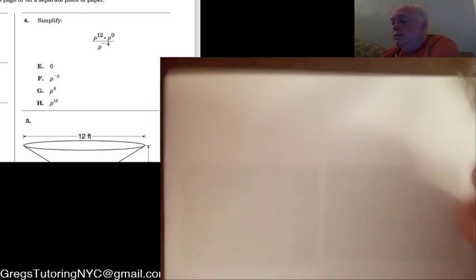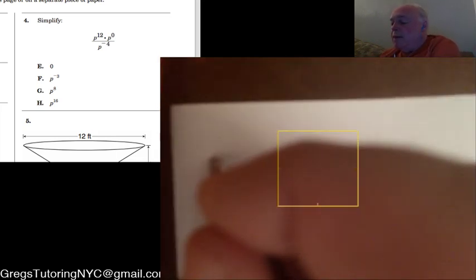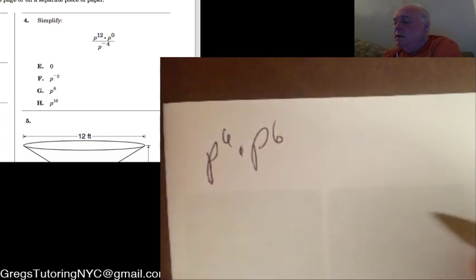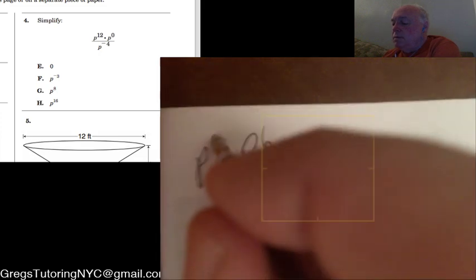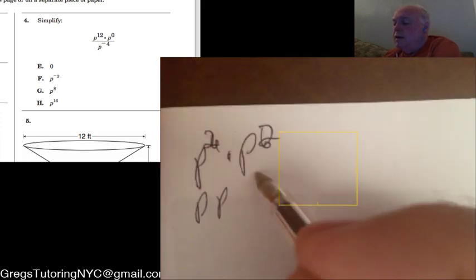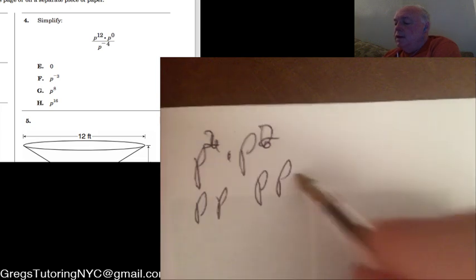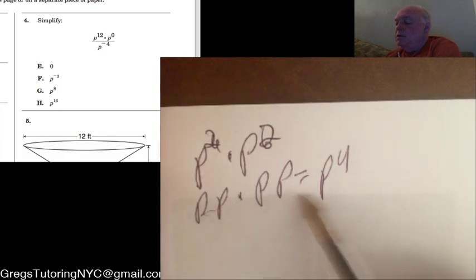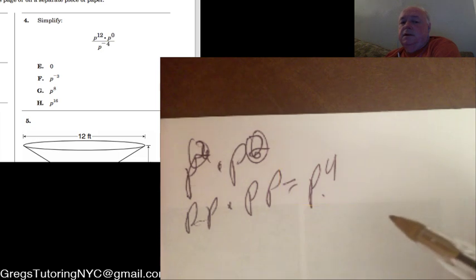So just to give a kind of a quick background, if I have something like P to the 2 times P to the 2, this means P times P, and so does this. So we end up with P to the 4th. P times P times P times P is P to the 4th. So what we're doing is we're adding the exponents.